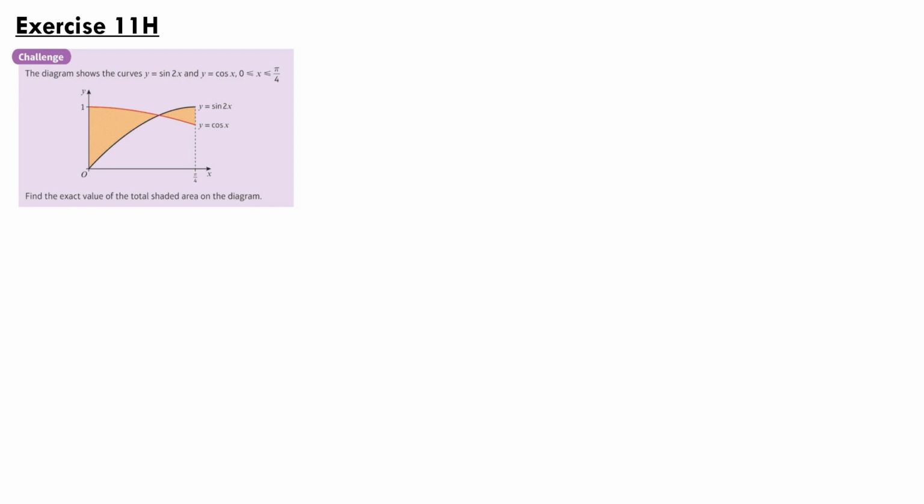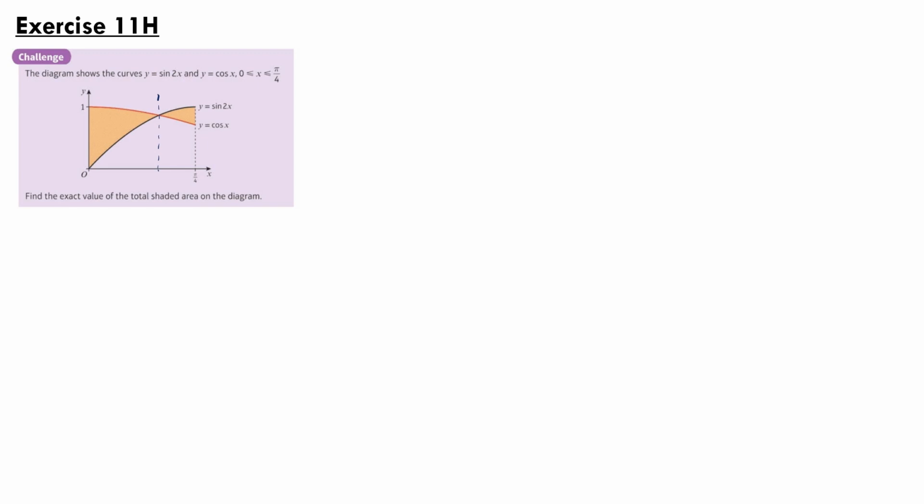Okay, the next question comes from exercise 11H, and we're given a diagram with the two curves y equals sine 2x and y equals cos x between 0 and pi over 4. We're asked to find the exact value of the total shaded area on the diagram. So, if we first think about what areas we need to find here, well, we can see the shaded area split into two distinct bits, right? So we have the area to the left of this dotted line and to the right.